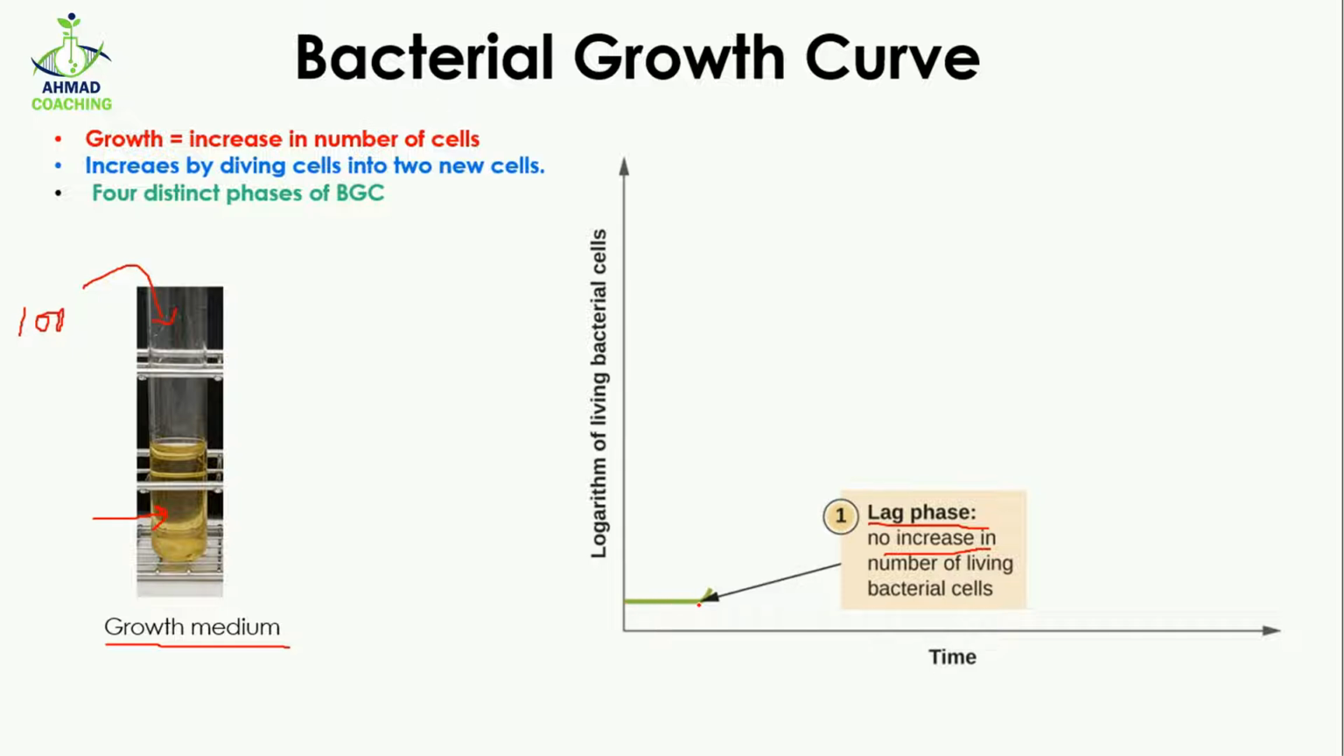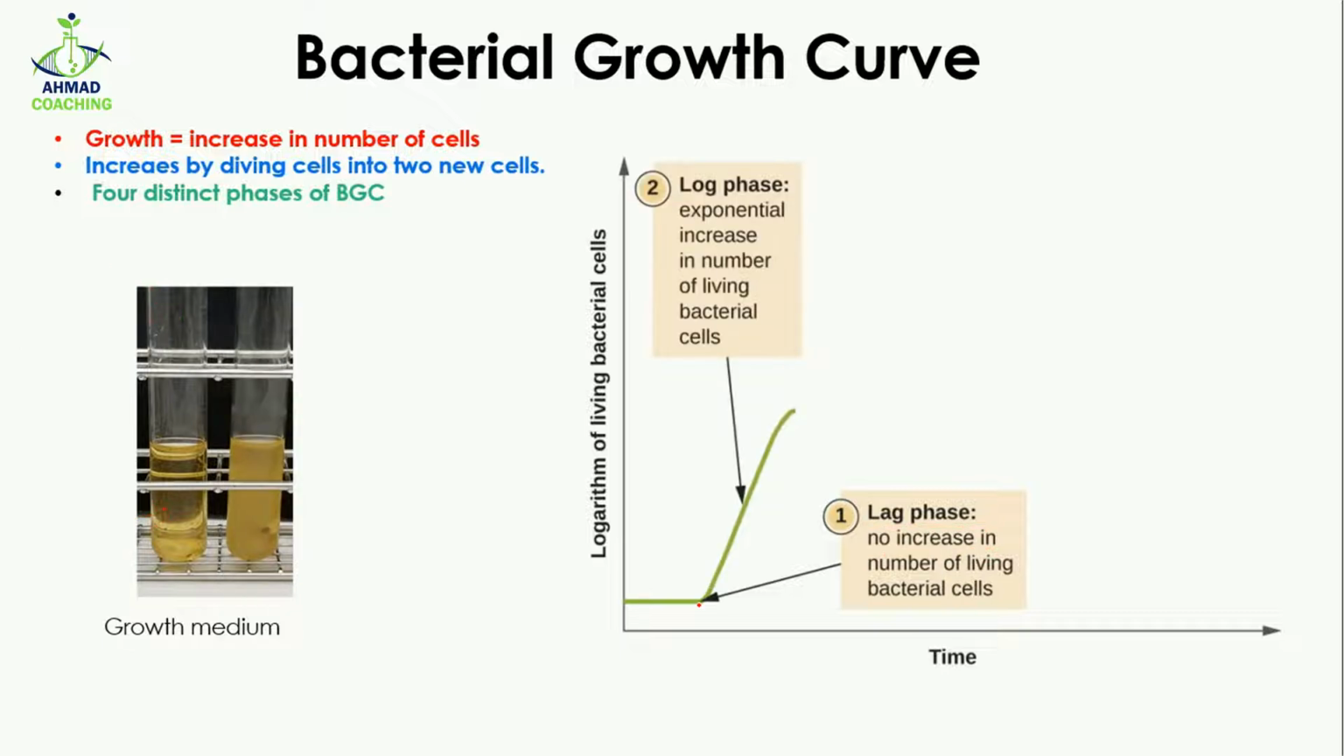After the lag phase, as time passes, we will have the log phase. In the log phase, what will happen? The exponential increase in the number of living bacterial cells will take place. It means now the bacteria has adjusted to its environment and has started to divide, and as it divides, its number of cells increases with the passage of time. So as the time increases, the number of cells increases. So this phase is known as the log phase.